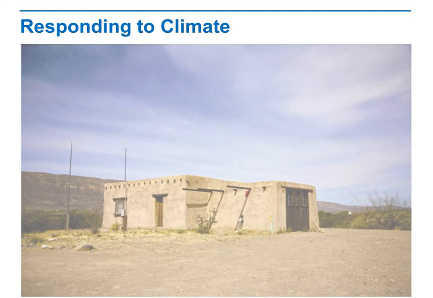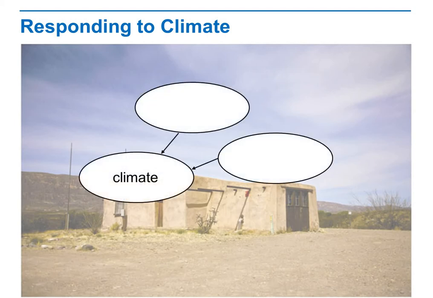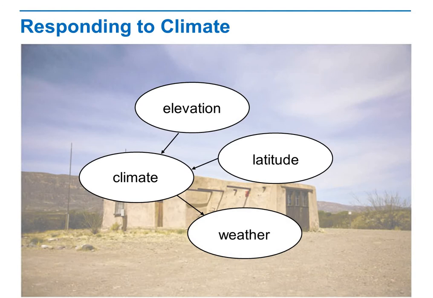Here we have to respond to climate. As we see here, this is our climate in the desert. So the climate here we can say is dry and hot. There are some factors that affect the climate. The first ones are elevation, latitude, and weather.